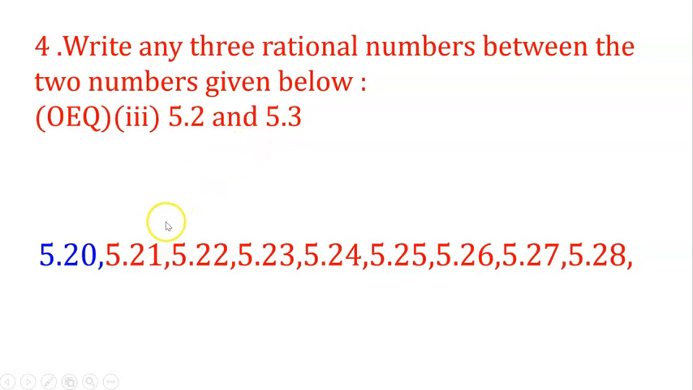Now this is the next method. 5.2 and 5.3 can be written as 5.20 and 5.30. Now the numbers between 5.20 and 5.30 are 5.21, 5.22, 5.23, 5.24, and in this way up to 5.29. These are the numbers. You can apply this method also.